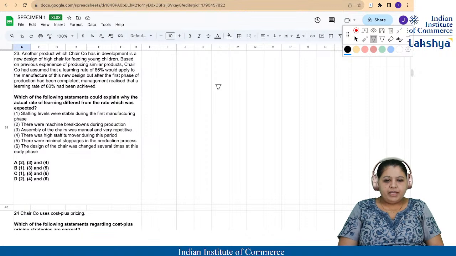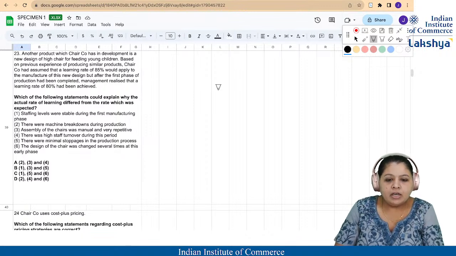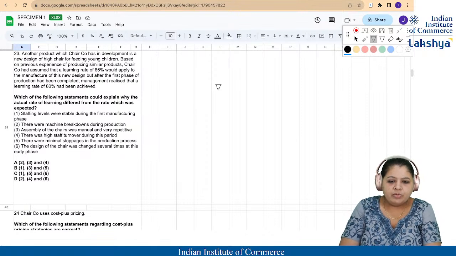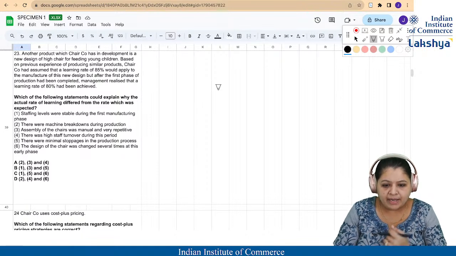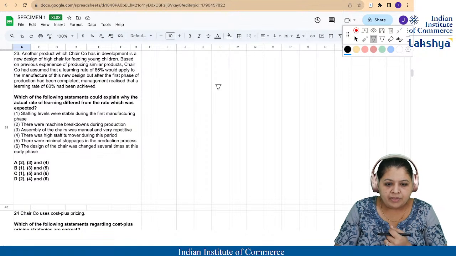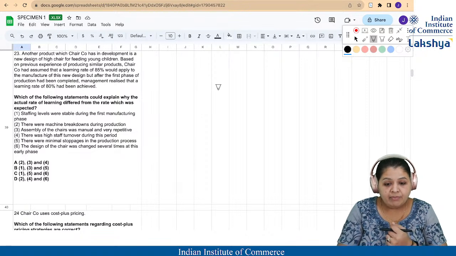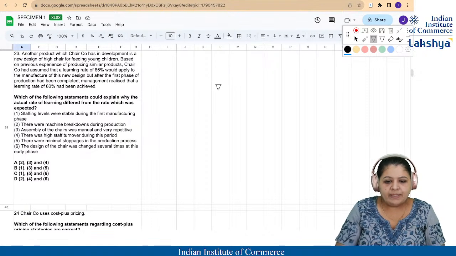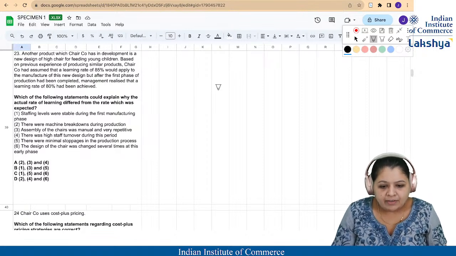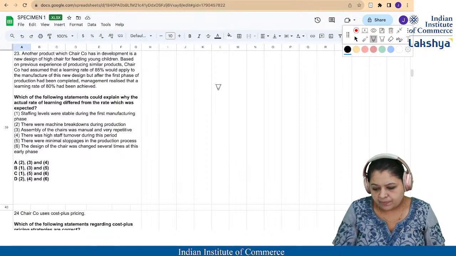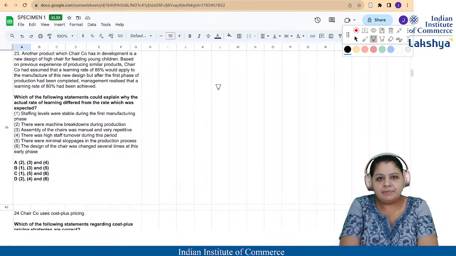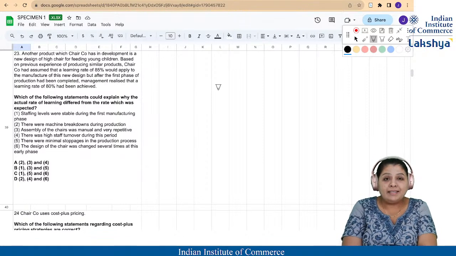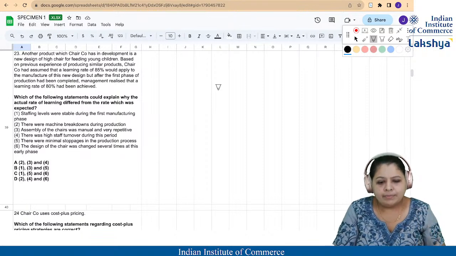Another product which Chair Company has developed is a new design of high chair for feeding young children. Based on previous experience of producing similar products, Chair Company has assumed that a learning rate of 85% would apply to the manufacture of this new design. But after the first phase of production had been completed, management realized that a learning rate of 80% had been achieved. Now, which of the following statements could explain why the expected learning rate has been beaten or not? Right? So here they have expected 85%, and they have achieved it in 80%. That means the company's employees took less time to understand the situation or to understand it better.